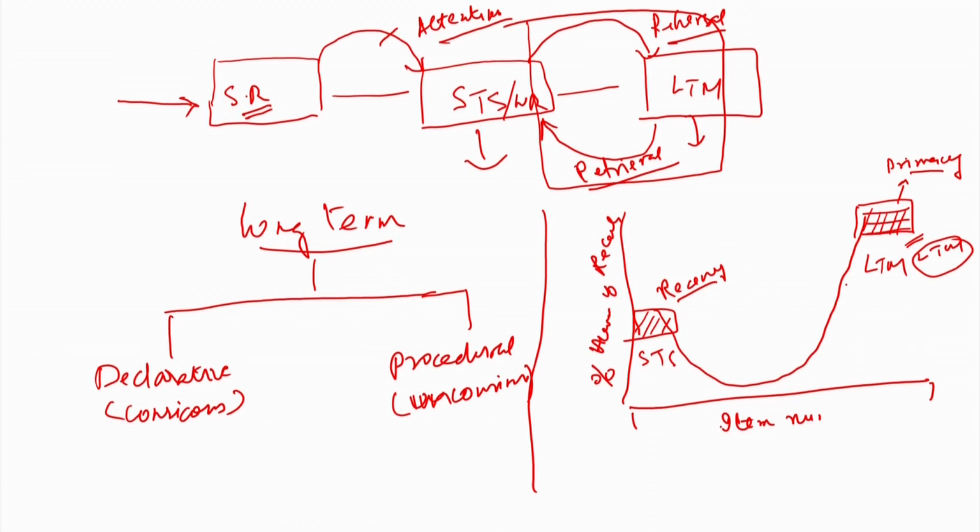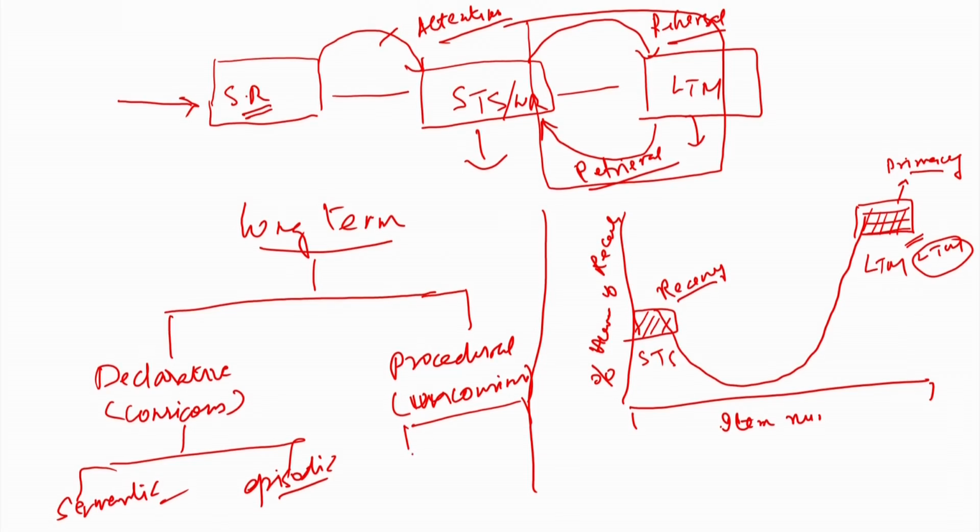Now, within this declarative and procedural division, within the declarative part you have something called the semantic type and the episodic type of memory. We look into these two types of memory. Semantic stores world knowledge, so basically facts, rules, truths and those kinds of things, and episodic is that kind of knowledge which is related to an episode, some kind of event in your life.